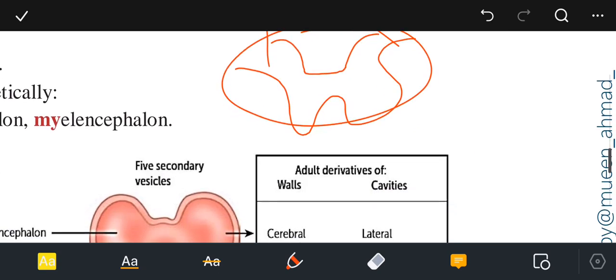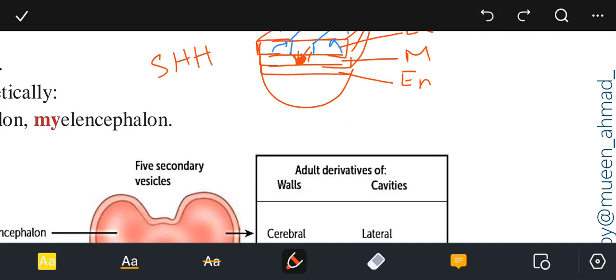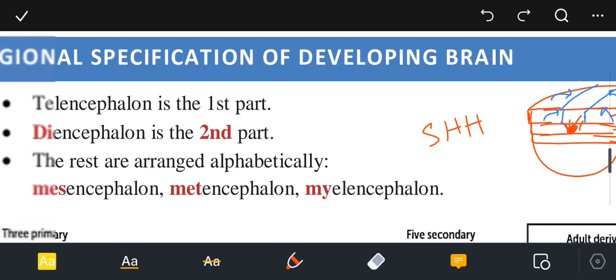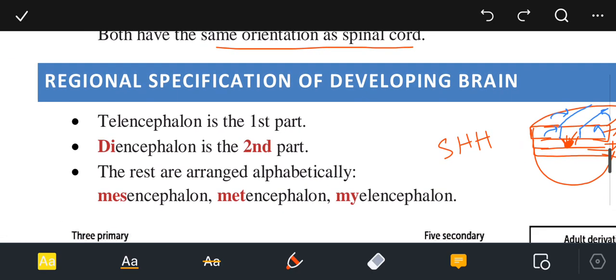And you know that the lower motor neurons come out from this, and we will do a detailed discussion about upper and lower motor neurons when we do the respective sessions. But for right now, I just wanted to tell you that there are these structures. So now here you can see the regional specification of the developing brain.